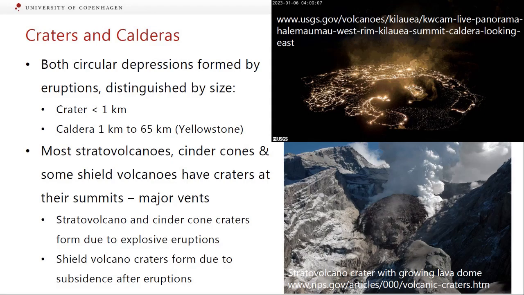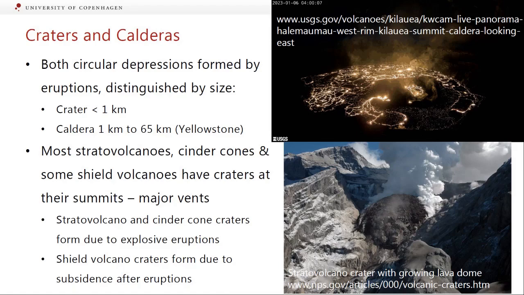Craters and calderas. I put up this GIF because Kilauea is erupting again, and the lava lake is pretty active as of the last few days. This is a 24-hour time lapse of Kilauea crater. The USGS actually has webcams on the summit, on the crater there, so you can just watch this anytime. I think they update about once an hour.